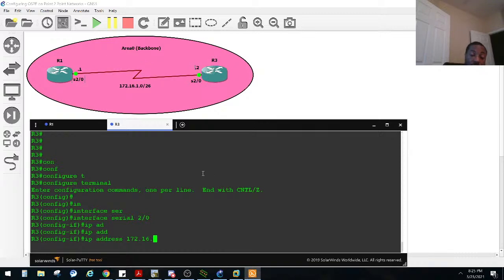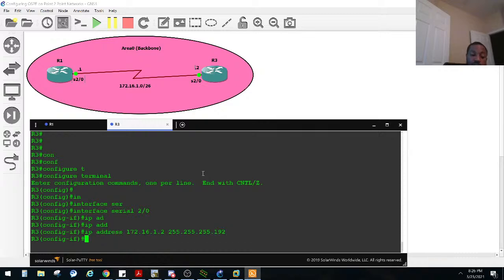And then verify our work. And then we're going to run another show command to verify our work again, right? Verify, verify, verify. 1.2. He said not 168, right? 16. Okay, good. 255.255.255.192, like I said last time. No shut to bring it up.